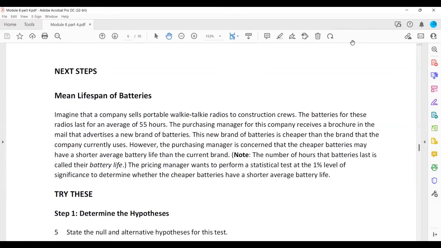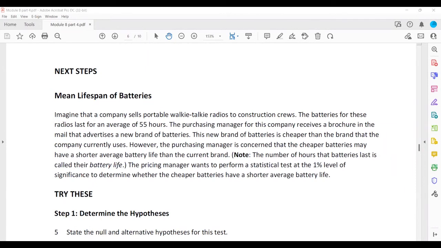So let us start. To write the null and alternative hypothesis, we need to look for the keyword. Okay, so what's the keyword here? When it comes to keywords, you need to look for the claim.